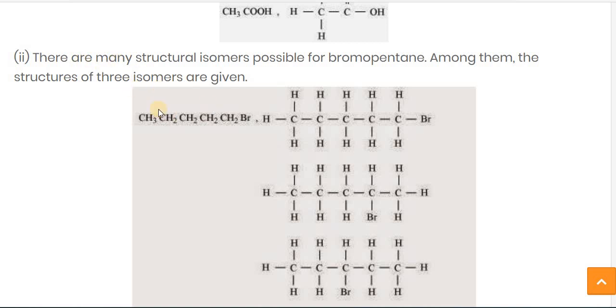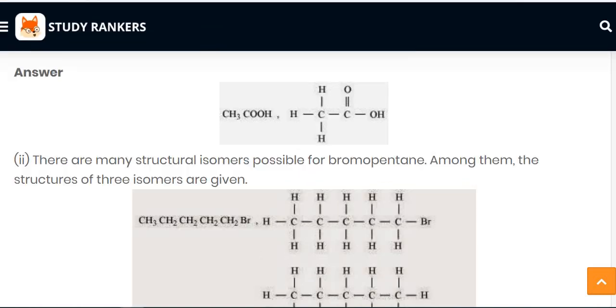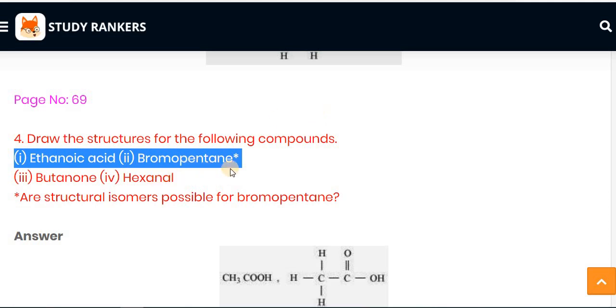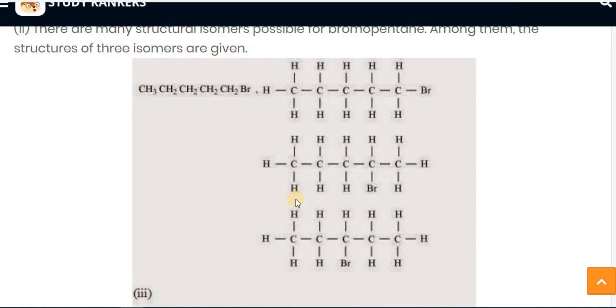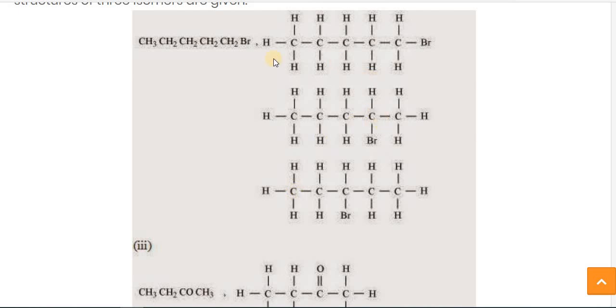So here in the question, the second one is bromopentene. And here one more question is asked: are structural isomers possible for the bromopentene? Yes, it is possible, because here you can see there are a total of 3 structures. And for bromopentene, pentene stands for the 5 carbon, and bromo means it is a halogen group, which is attached over here.